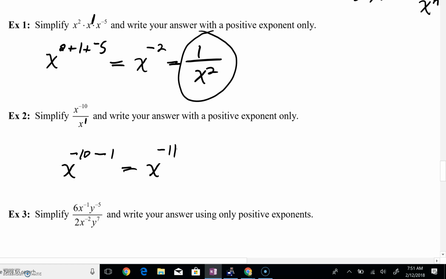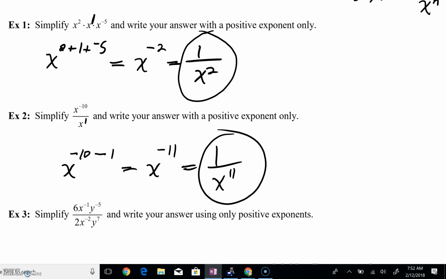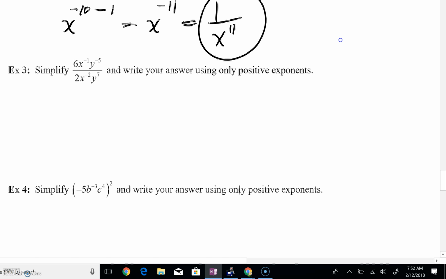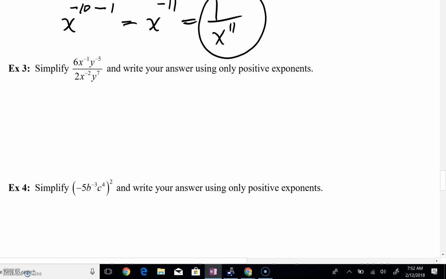Now, can we leave our answer like that? No way. Never. We've got to take a reciprocal. We're going to go 1 over, and then we make that x to the 11. Okay? Very much in line with what we just saw a second ago. So the fraction is subtraction. The fraction is subtraction. You almost have a rhyme right there, right? It is a rhyme. Okay, so let's take a look right here, and we're going to get to that same principle in just a moment.